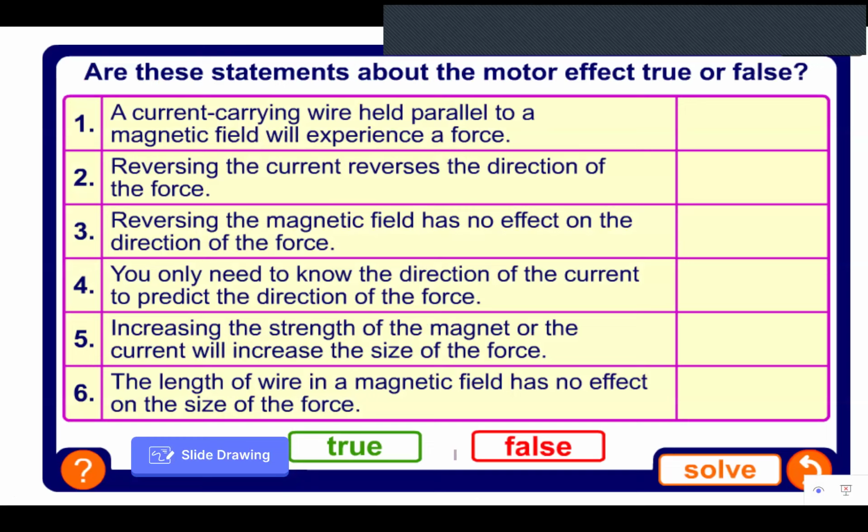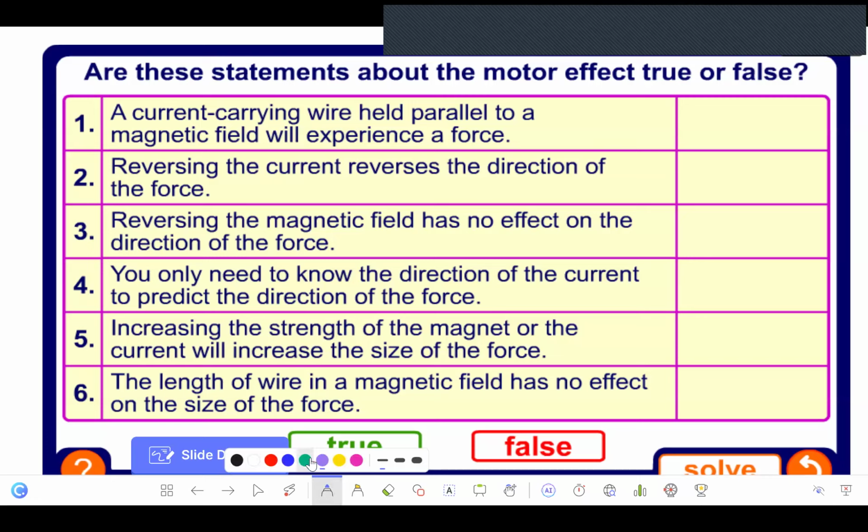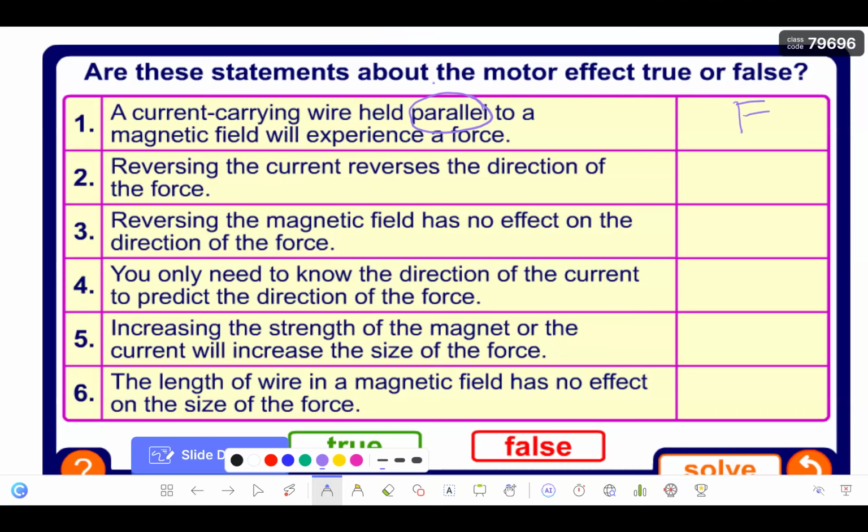Okay, so let's do a very, very quick recap of some sentences. You need to tell me, are these sentences true or false? So the first one, let's go through. A current carrying wire held parallel to a magnetic field will experience a force. The answer is false, because it is held parallel. In order to experience a force, the current carrying conductor must be perpendicular to the magnetic field. Then I will produce a perpendicular force again.